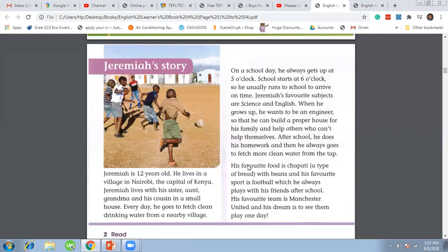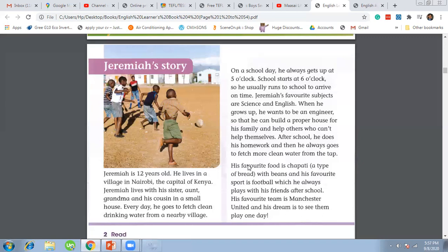He gets up at 5 o'clock. School starts at 6 o'clock, so he usually runs to school to arrive on time. Jeremiah's favorite subjects are science and English, and he wants to become an engineer when he grows up. So he wants to build a proper house for his family, and he wants to help others who can't help themselves.